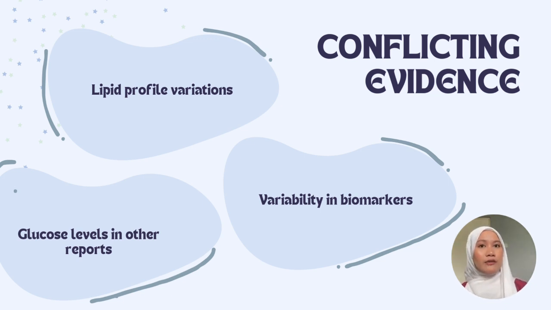Second, glucose levels in other reports. Though this study observed elevated glucose levels in breast cancer cases, some previous studies reported decreased glucose levels. This inconsistency may stem from methodological variations, differences in fasting status, or sample storage conditions.